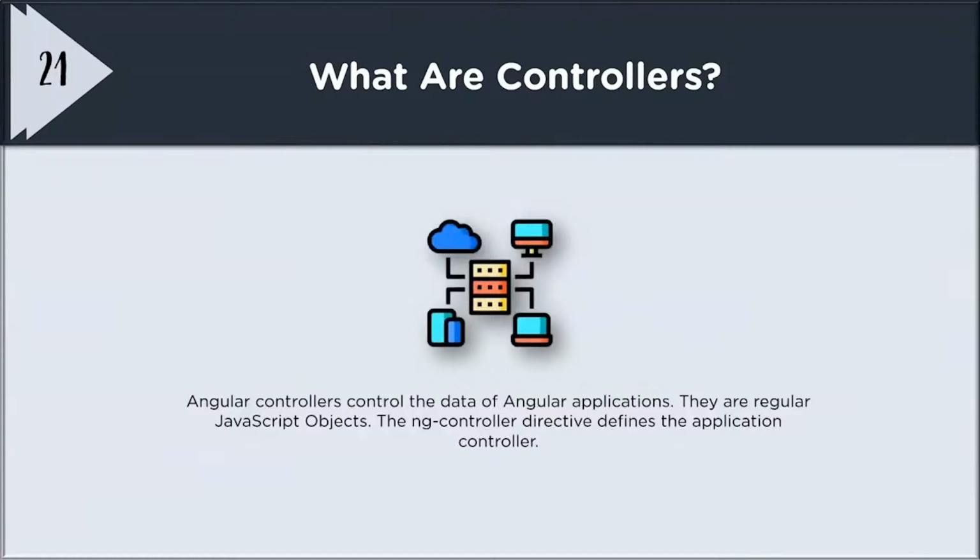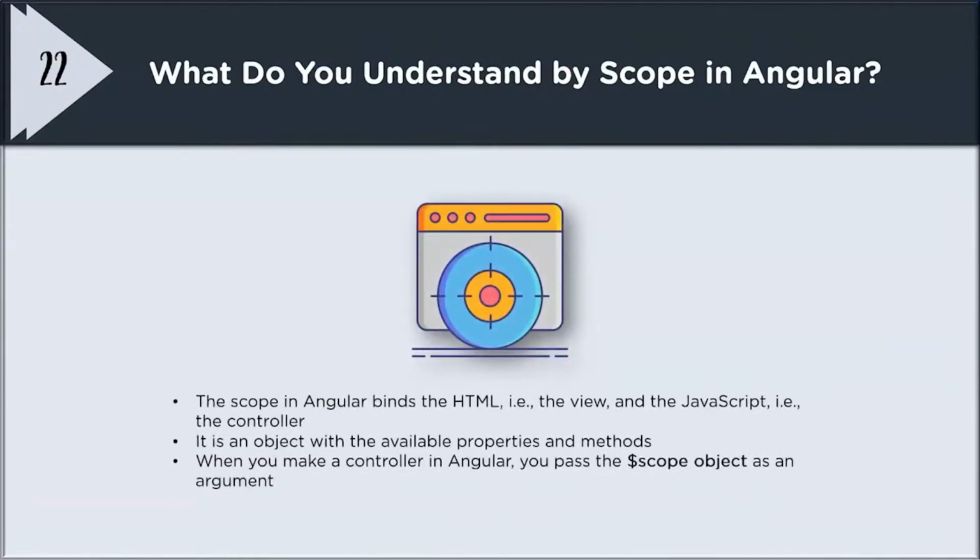Now, as the name suggests, controllers control the data of Angular applications. They are regular JavaScript objects, and the ng-controller directive defines the application controller. Next question, what do you understand by scope in Angular? Now, the scope in Angular binds the HTML, that is basically the view, and the JavaScript, that is the controller. It is also an object with the available properties and methods required for your application. When you make a controller in Angular, you pass the $scope object as an argument.